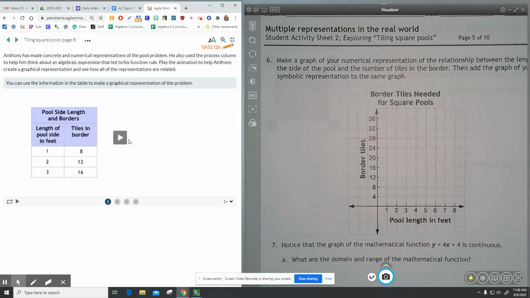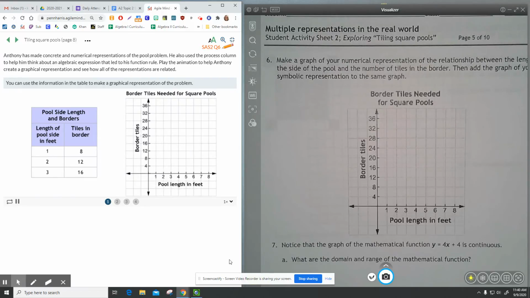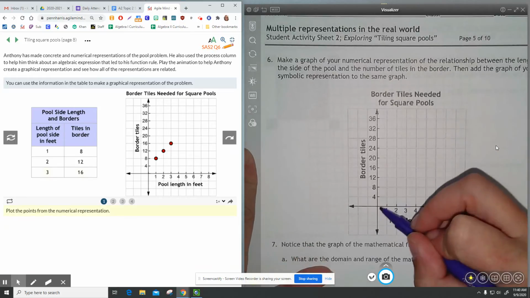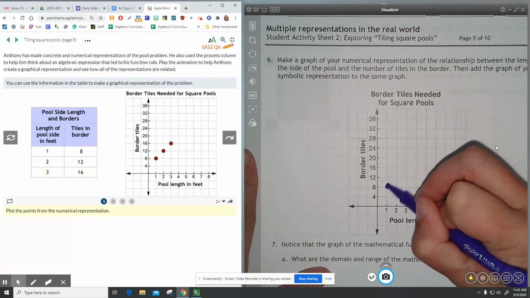Okay, so with this, guys, we had the information that they have on the length. These are the same tables that we just had down. 1 foot of pool gave us 8 tiles, 2 feet of pool, 12 tiles, 3 feet of pool, 16 tiles. So let's go through and graph this. The first thing that I'm going to do here is my first point. So you can see they've got 1 foot gives me 8 tiles. So I'm going to come over to my graph and go 1 foot gives me 8 tiles.